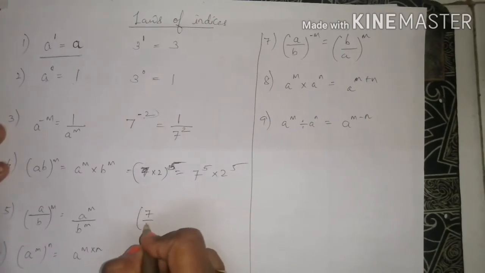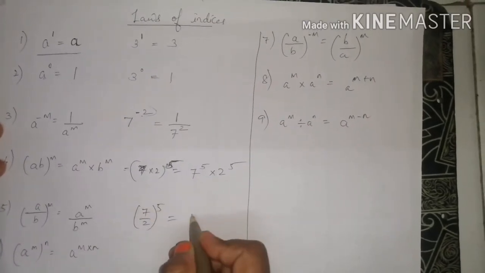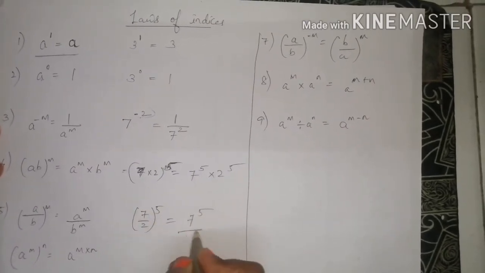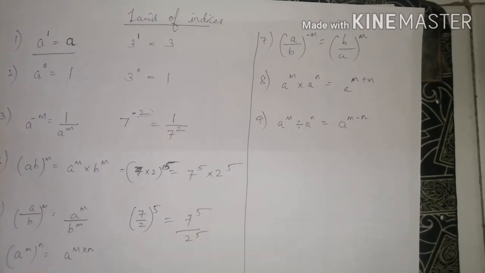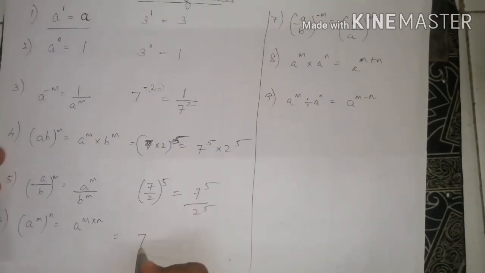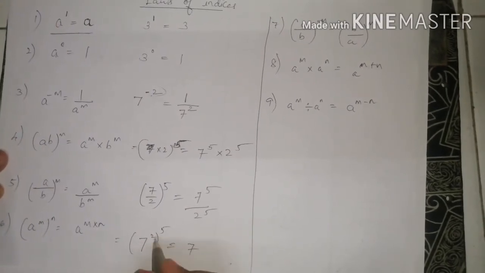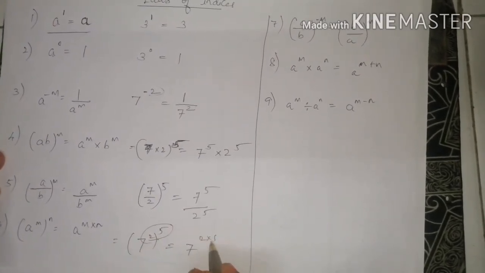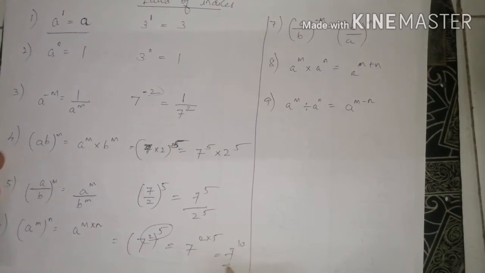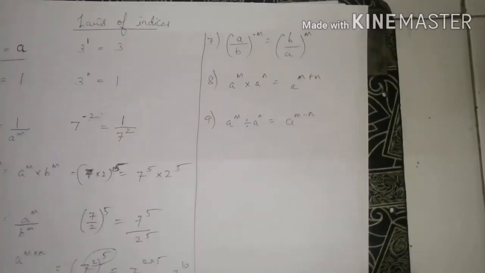If it is 7 upon 2 raised to 5, this will become 7 raised to 5 upon 2 raised to 5. If it is like this, 7 raised to 2 raised to 5, then you have to multiply the powers, 2 fives are 10. So 7 raised to 10.